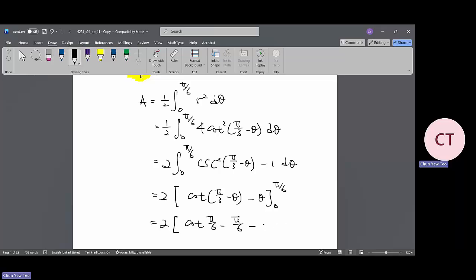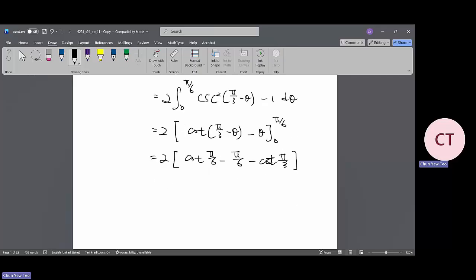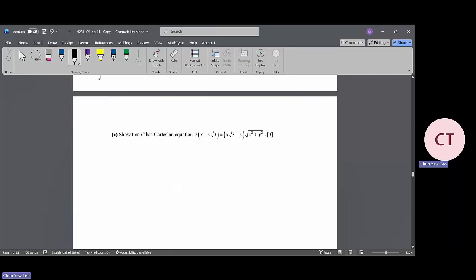We want the exact value, so we have to be careful. Cot of pi over 6 is root 3. Tangent of pi over 3 is root 3, so cot of pi over 3 is root 3 over 3. So at the end, you get 4 root 3 over 3 minus pi over 3 units squared. Done for 5B.